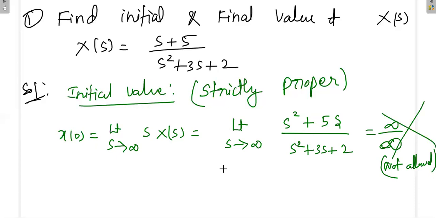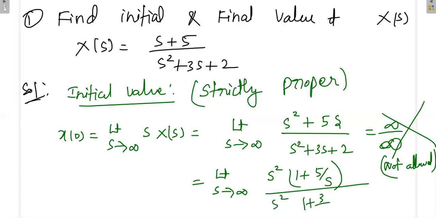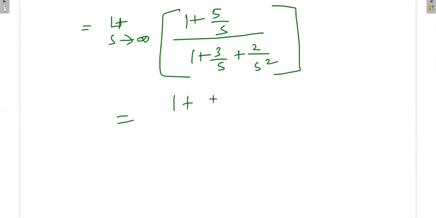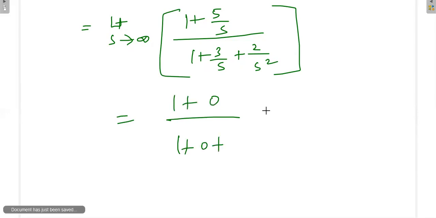So we take s² outside from both numerator and denominator. In the numerator, you get 1 + 5/s. In the denominator, you get 1 + 3/s + 2/s². Now s² cancels, and we have the limit as s tends to infinity of (1 + 5/s) / (1 + 3/s + 2/s²). Applying s equal to infinity, 5/infinity is 0, so we get 1 plus 0 over 1 plus 0 plus 0. Finally the value is 1.